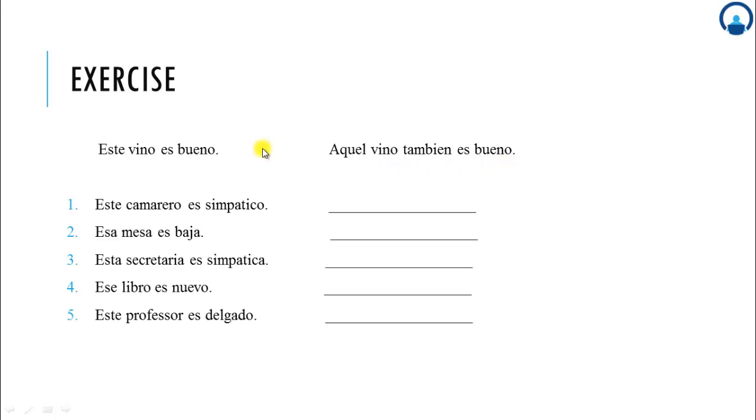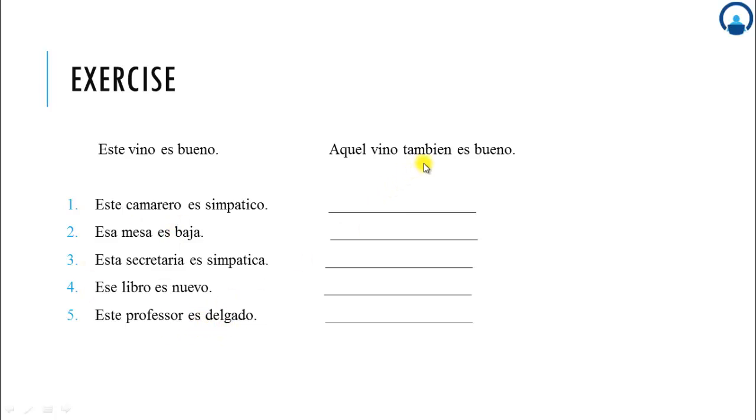So what you have to do is, you are being given 5 statements on the left hand side. On the right hand side, you have to change the position of those objects or those persons. Like in the example, este vino, this means this wine. I've changed it to that wine, so I've changed the distance. This to that and that to this. Okay, that's how you'll solve these 5 statements.